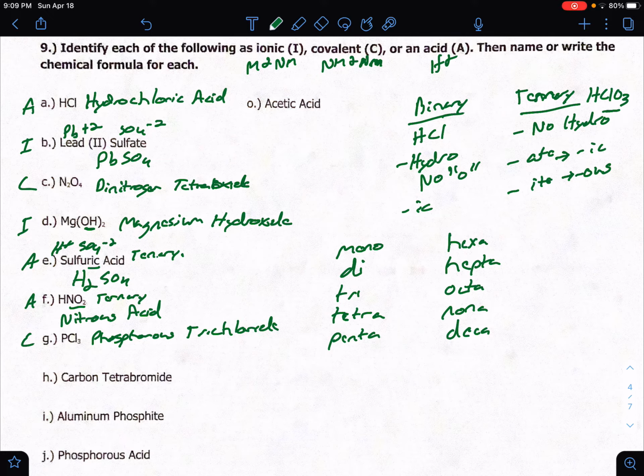Okay, carbon tetrabromide. So as soon as you see the term tetra, that means instantly it's a prefix, which means it's covalent. So this would just be C, 1 carbon, and 4 bromine. So Br4.